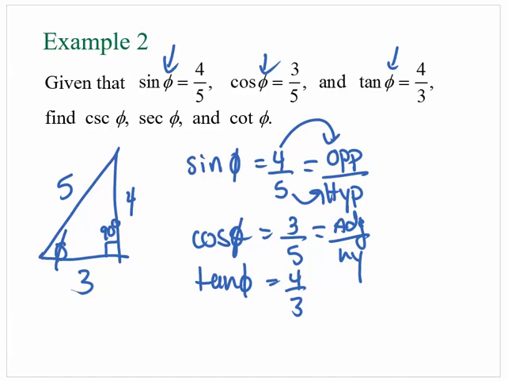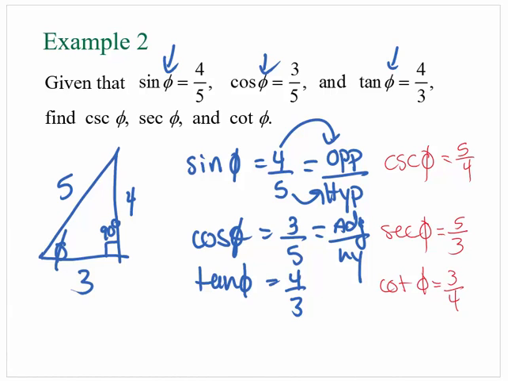Now, did I even need to do this? No, not really, because if I already have sine, cosine, and tangent, I actually also have cosecant, secant, and cotangent, because they're just the reciprocals. But I wanted to give you a visual. So 5 over 4, 5 over 3, and 3 over 4.